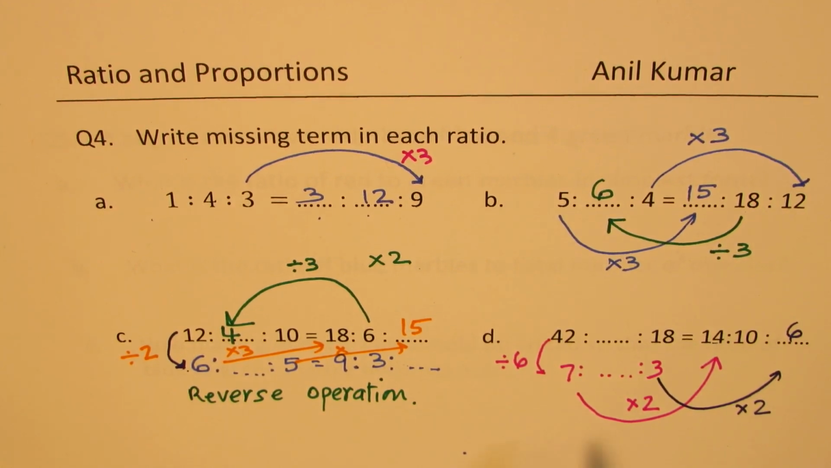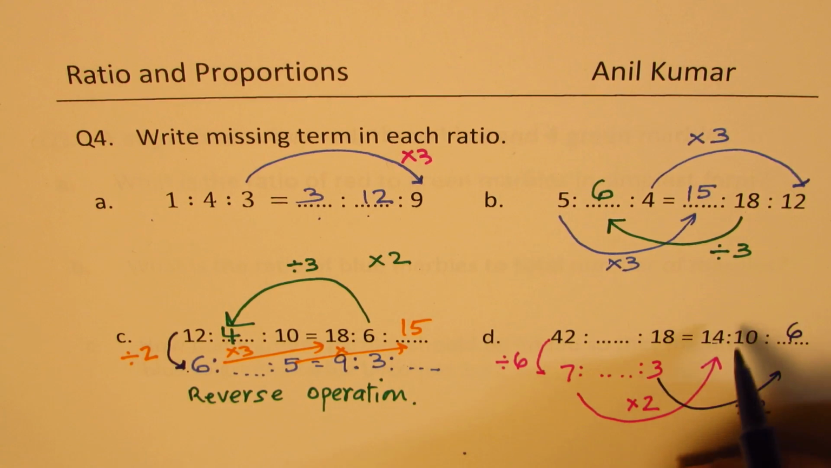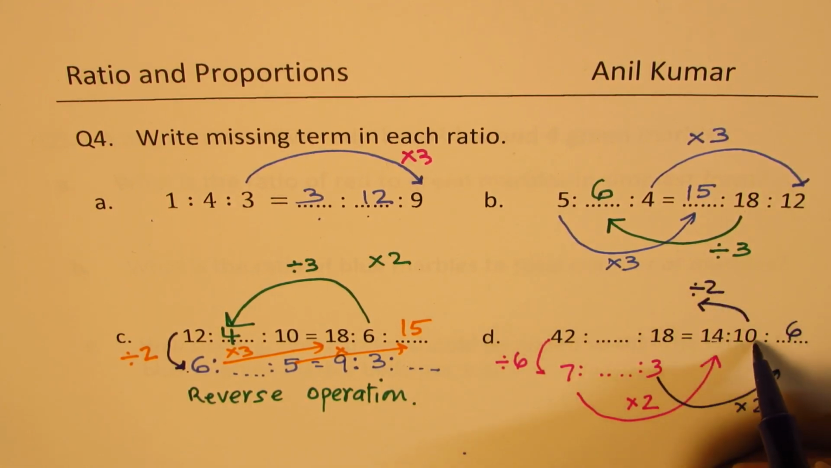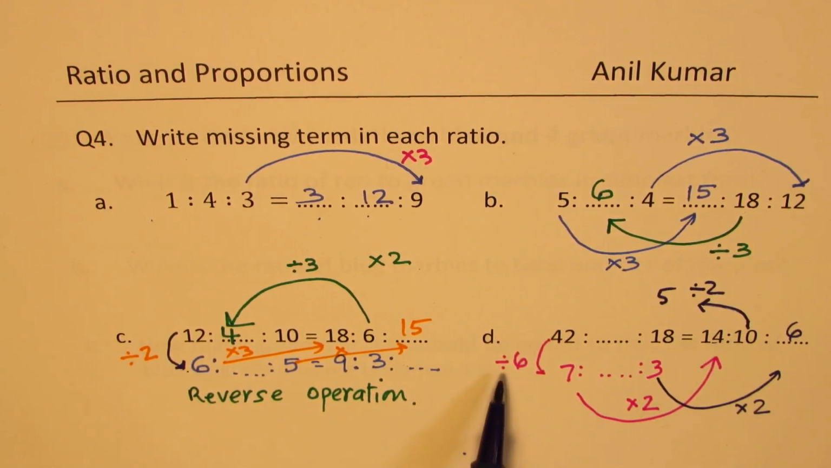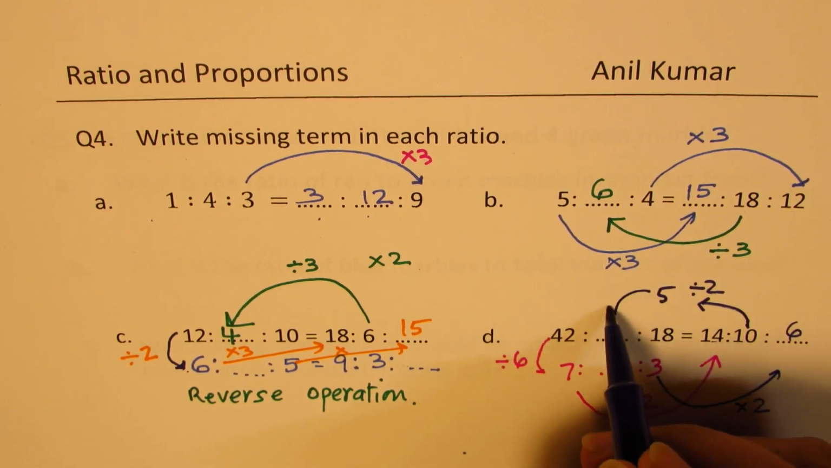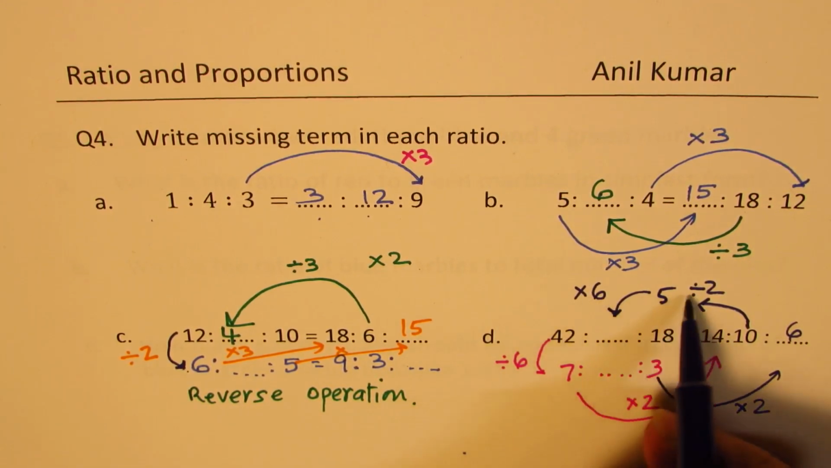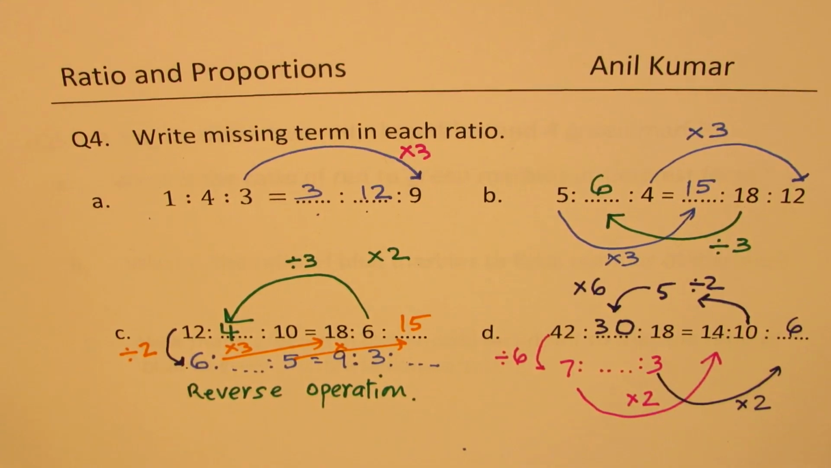Okay. Now, the reverse operation should be done to get from 10 to this point. What did we do? We times by 2. So first thing, we'll divide by 2. So when you divide 10 by 2, you get 5. We are talking about this number 10. And then we divided by 6, but now we are going to times by 6. Just the reverse operation. 6 times 5 is 30. So we get our answer as 30. Does it make sense to you?